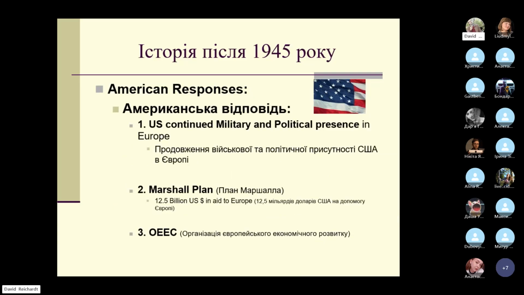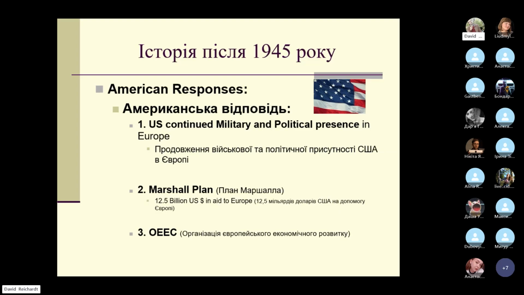What is the American response? Number one, the United States is going to stay in Europe with the military and political presence. The U.S. will stay. Now, this is President Truman, the guy after Roosevelt, and he says, we're going to stay in Europe. Number two, the Americans propose a plan to aid Europe, the Marshall Plan. Students, this was big money in 1947, 48, 12.5 billion US dollars. Today, that would be many hundreds of billion dollars to aid Europe.